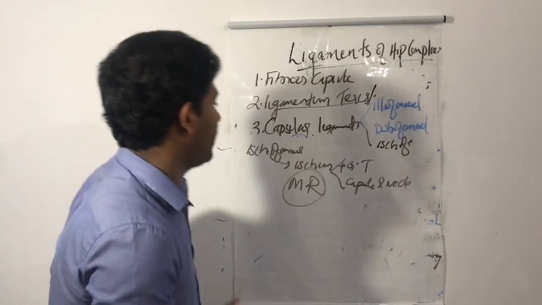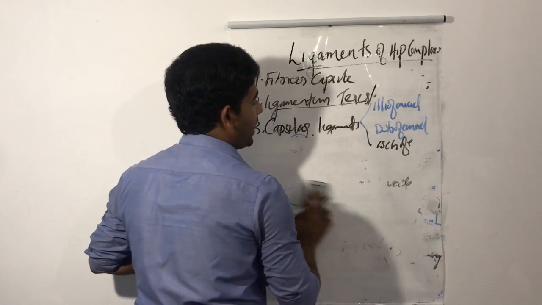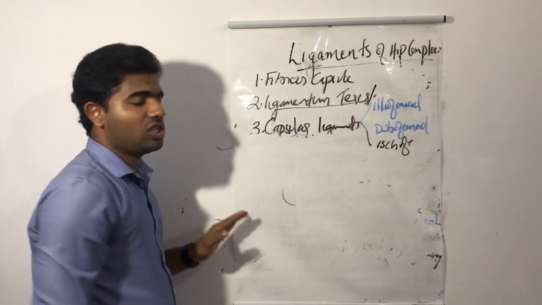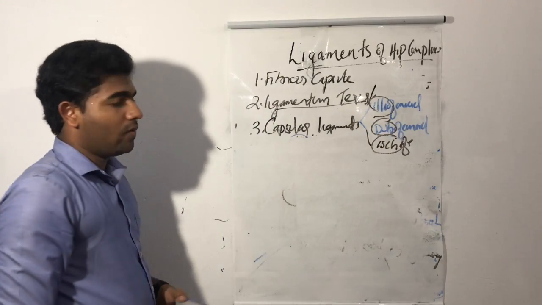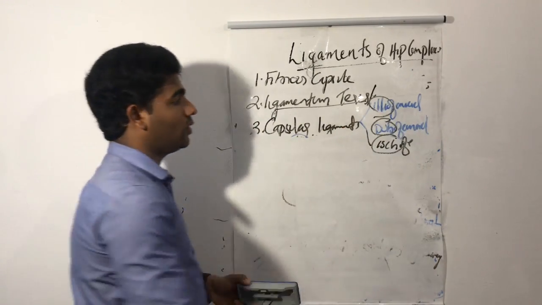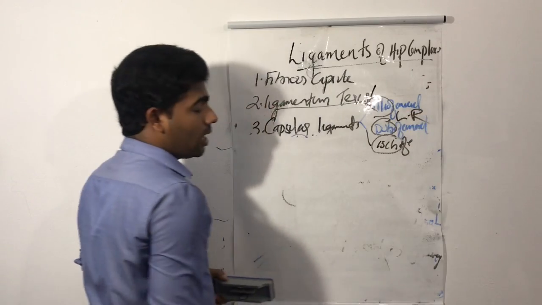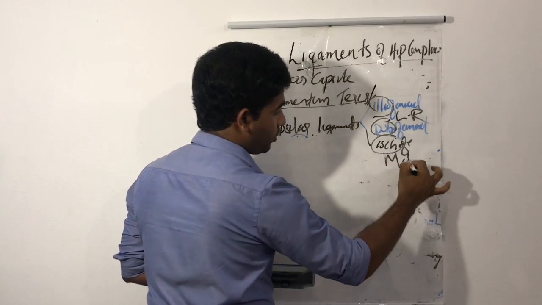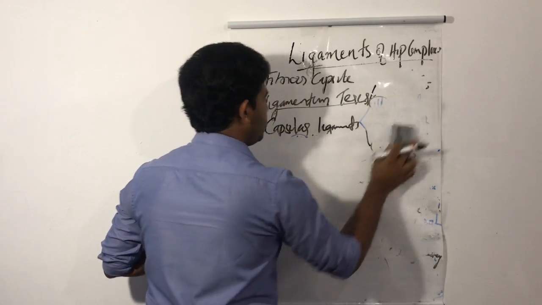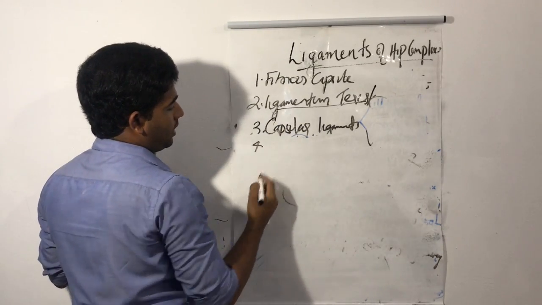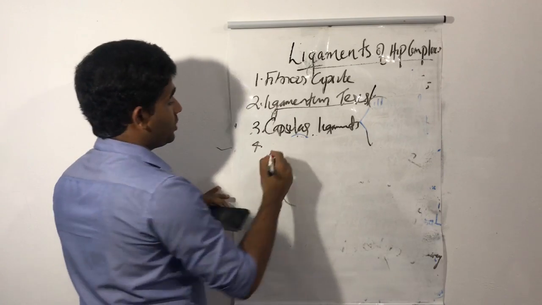So here we summarize the three capsular ligaments: iliofemoral, pubofemoral, ischiofemoral. Just remember the names: ilium, pubis and ischium origin. Function: both of these are anterior, therefore restraint for lateral rotation. Only this one is posterior, therefore restraint for medial rotation. Clear? Okay.